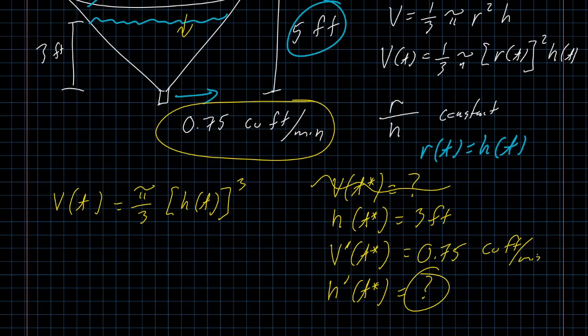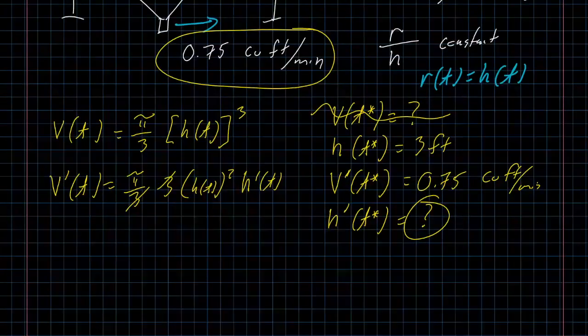The derivative of v is v prime. The derivative of h cubed is 3 times h squared, and then using the chain rule, times the derivative, h prime. The 3's cancel each other out. And if I now suppress all of the t's, because I don't actually care about t, I can write that v prime is pi times h squared times h prime.